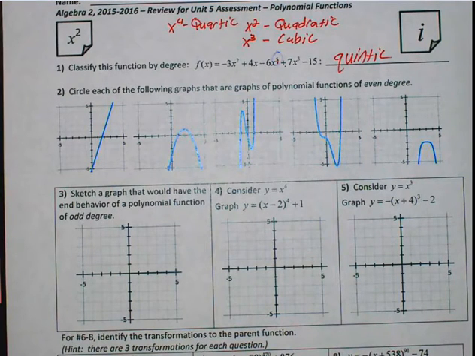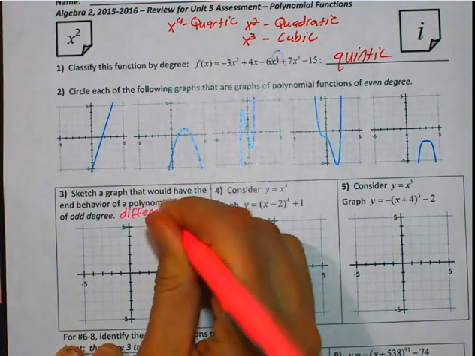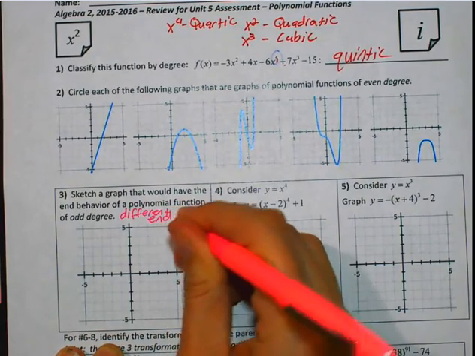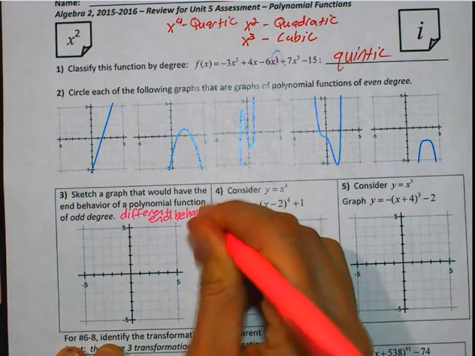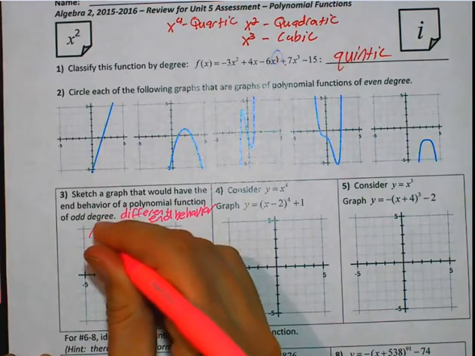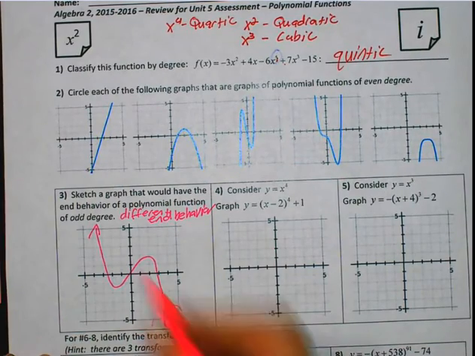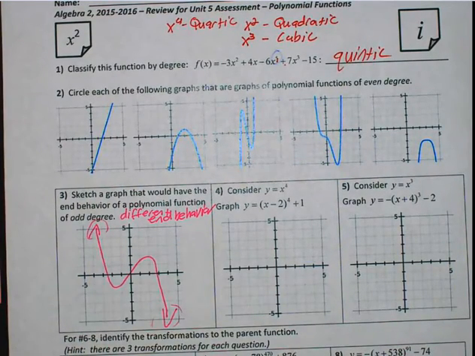Okay, it says sketch a graph that would have the end behavior of a polynomial function with an odd degree. If you remember, if we have an odd degree, that means that we have different end behavior. So it could look something like this. Different end behavior. So this end is going to negative infinity, this one's going to positive infinity. For some reason I skipped number 2, so let's go back up.